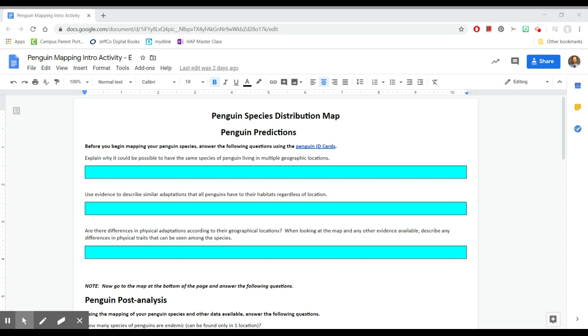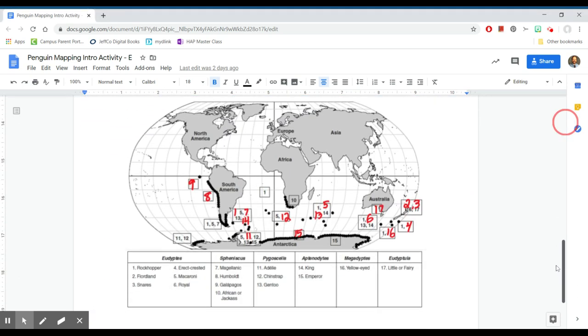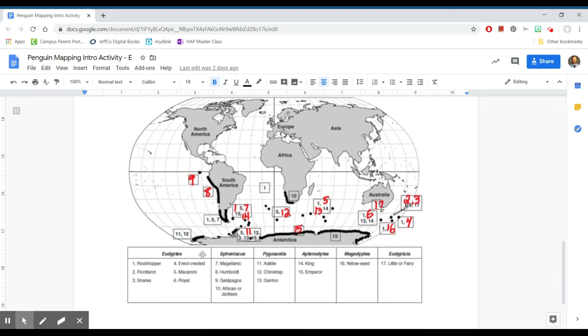All right, so in this activity, what we're going to do is take a look at a map of all the penguins and where they're distributed around the entire world. That map is located at the very bottom of this page. And I've actually given you the key here, so you can see every species is mapped out on here for you. This is a good reference for you.